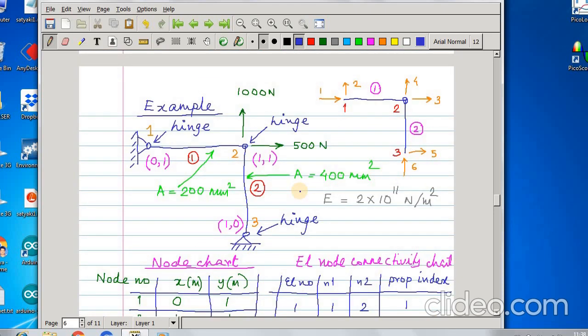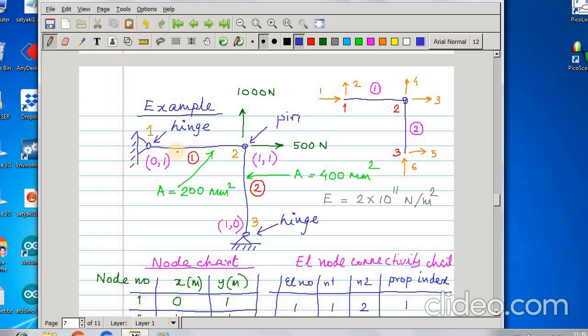So here is a simple example where this is a hinge, this is a hinge, and this is not a hinge. Let me make the correction. This is not a hinge. This is a pin. So all these are pin joints.